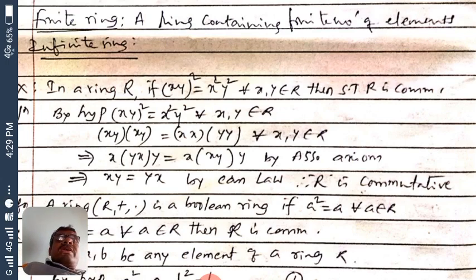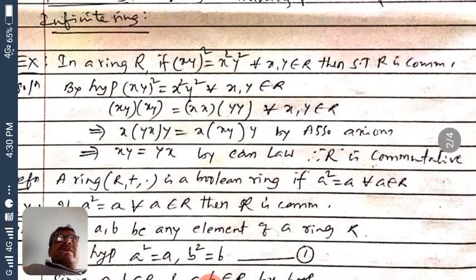The given is (xy) whole square equals x square y square for all x, y belonging to R. Simplifying the given hypothesis, (xy) whole square is nothing but xy into xy. For the right side, x square is xx, y square is yy. Again, by using the associative law, this can be written as x times (yx) into y equals x times (xy) into y. Certainly, by applying the cancellation law for both left as well as right, we get directly xy equal to yx. That indicates the given ring is a commutative ring. Similarly, in examination, instead of xy, you can write (ab) whole square equals a square b square for all a, b belonging to R, or any other notations may be given; you rectify and solve it.